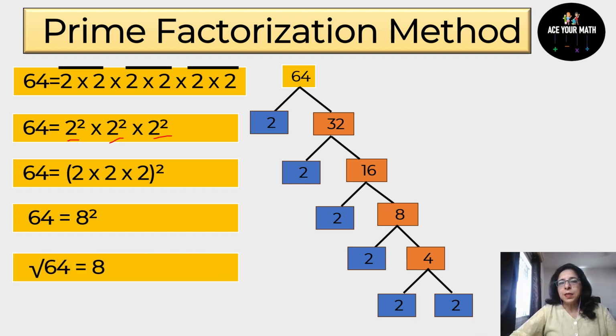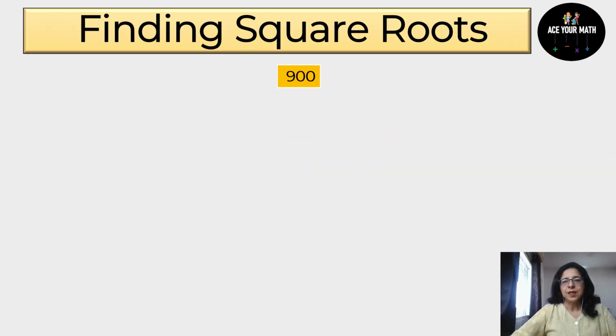Okay. So the main step is first you break the given number into prime factors. After that you do the pairing of numbers, pairing of similar numbers, and then find the square root. Now let's find the square root of 900. See, 900 is ending with 0. So all numbers which end with 0, they all are divisible by 5. So we'll try dividing 900 by 5 first. So when you divide 900 by 5, you get 180 as the answer. Now 180 is again ending with 0. So you can divide it by 5 again.